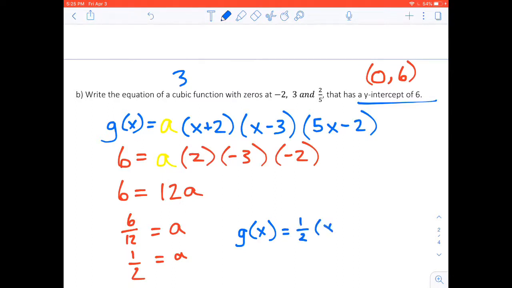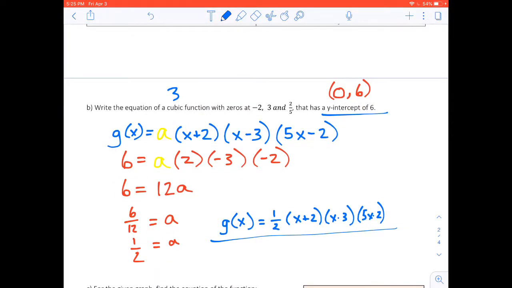and then all of my factors. x plus 2, x minus 3, and 5x minus 2. We have our equation. We wrote it out. That will pass through the y-intercept of 6 and has x-intercepts at -2, 3, and 2 over 5.